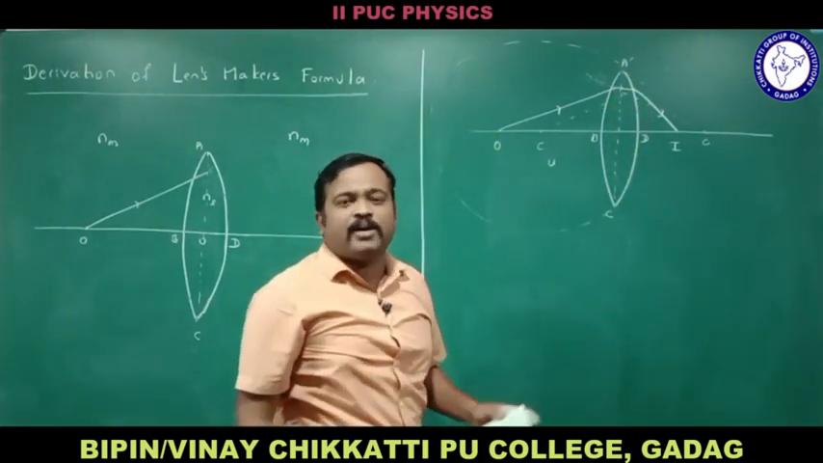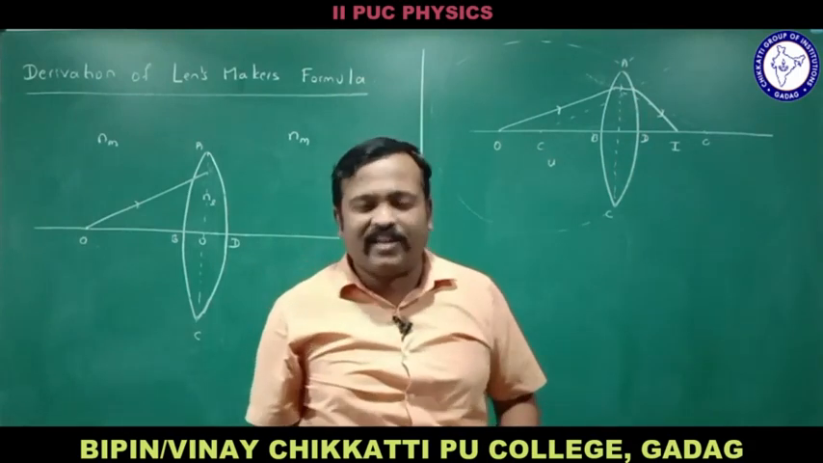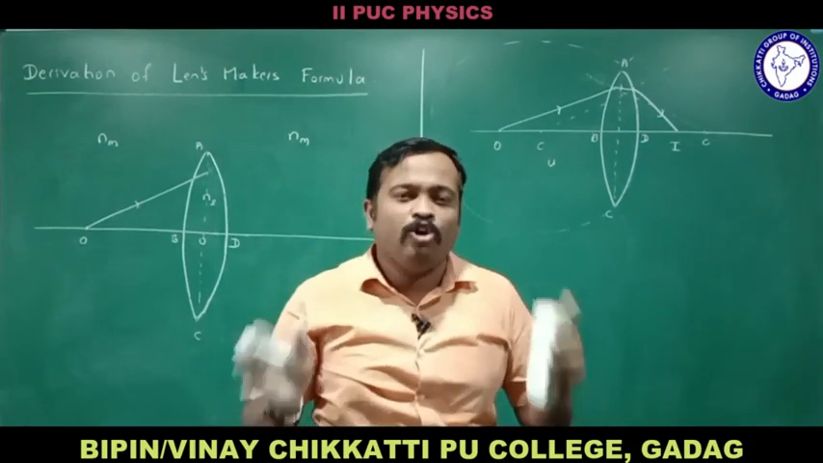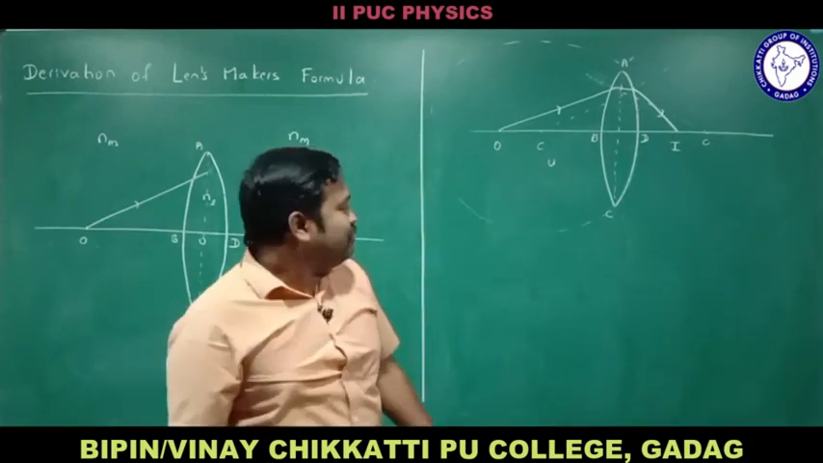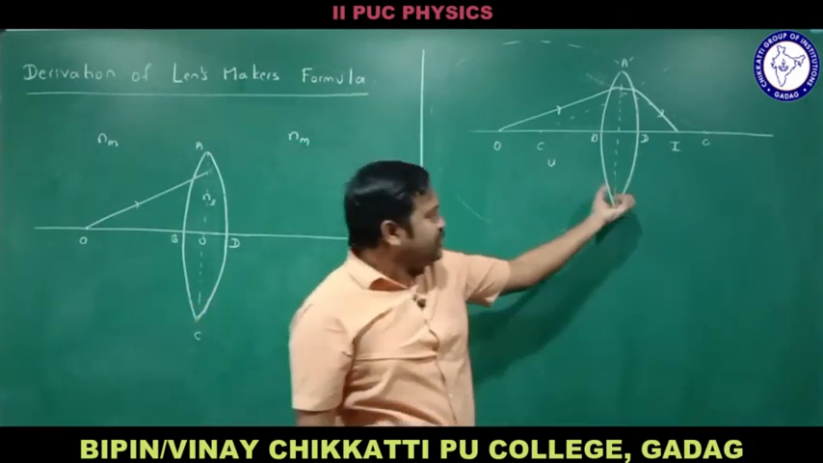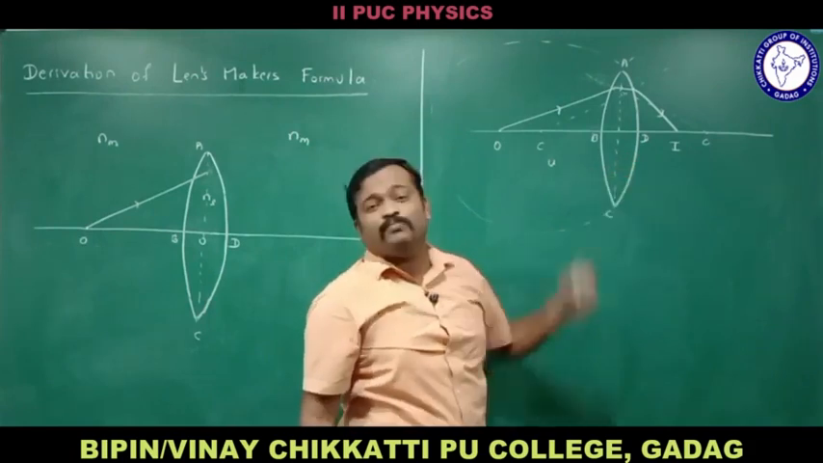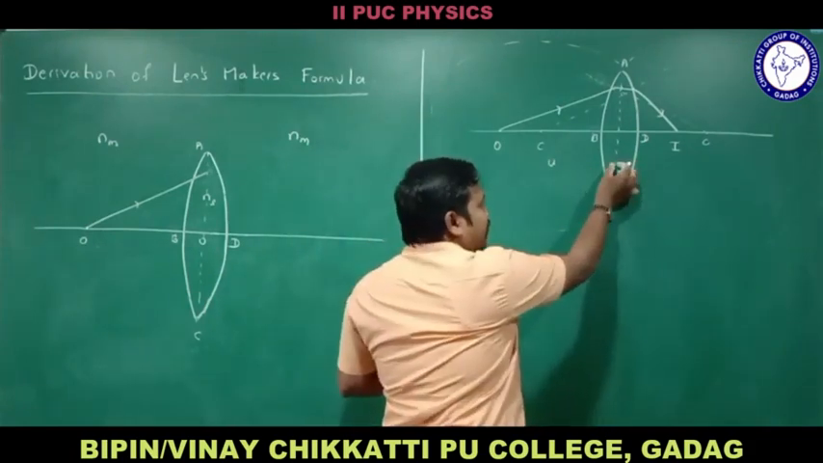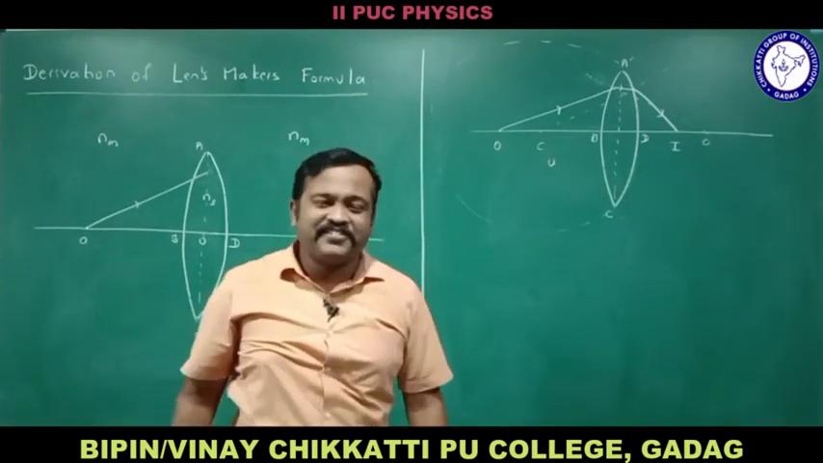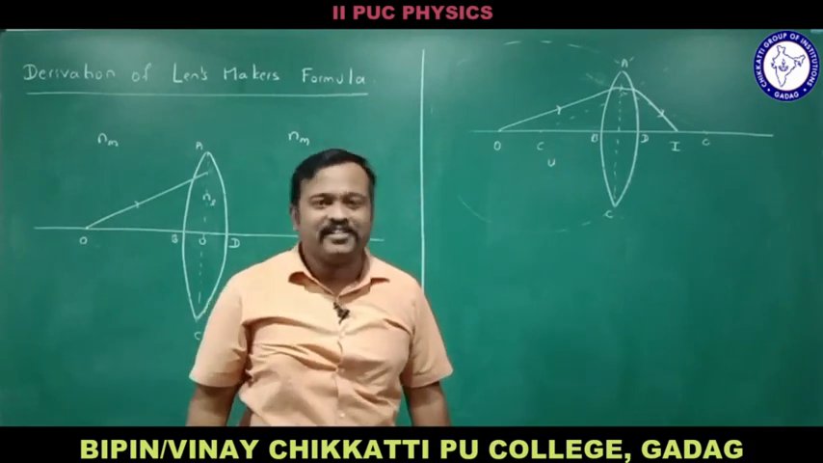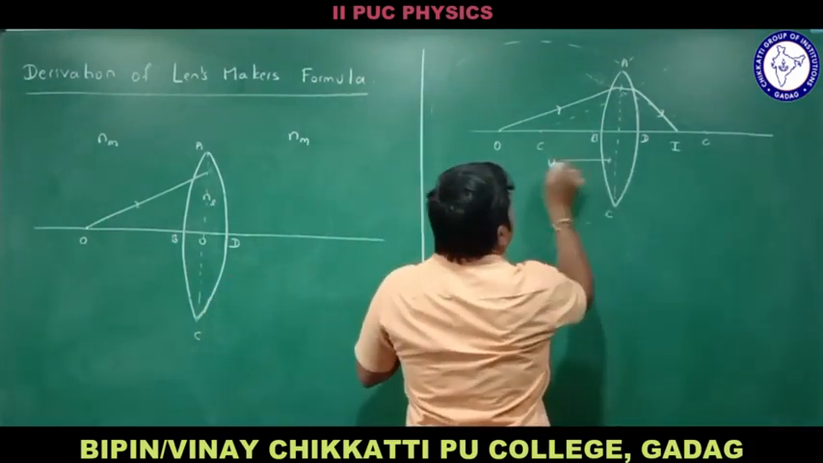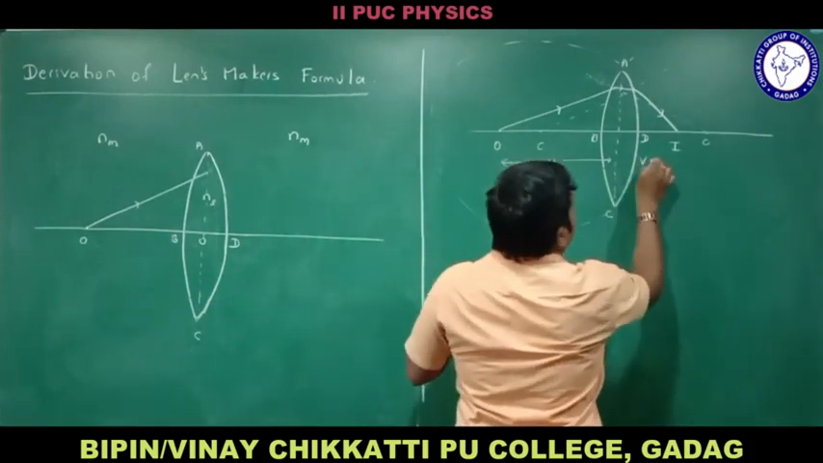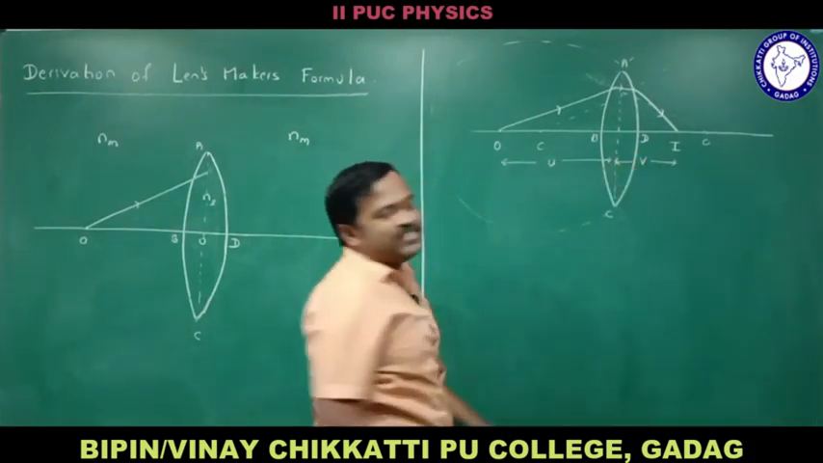So in this chapter we will be learning about thin lenses. Whatever lens we consider, all those are thin lenses. What are thin lenses? A thin lens is a lens whose thickness is small. This is the thickness. The thickness is small as compared to the radius of curvature. That lens is called a thin lens. So this is the object distance, and this is the image distance.